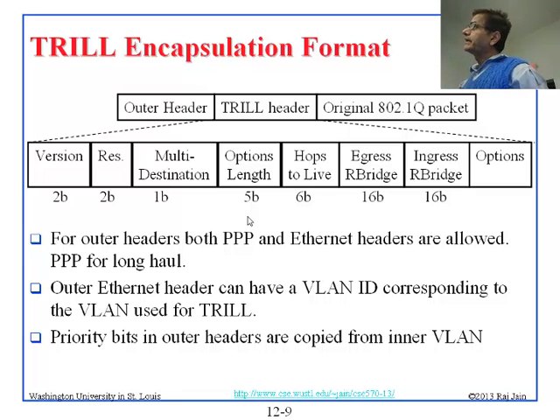And then priority bits in the outer headers are copied from the inner VLAN. So now in the outer header there must be a priority field which says this is a high priority packet that is taken from here. So if the original packet is high priority, then the outer packet is high priority. If it is lower priority, the outer packet is lower priority. Do all these three sentences make sense to everybody?